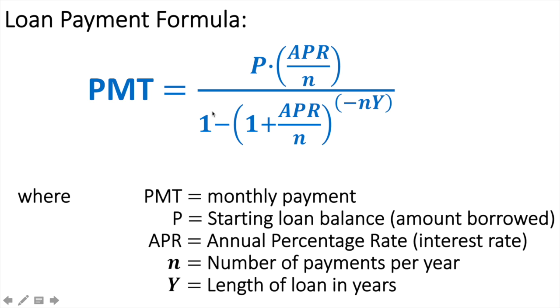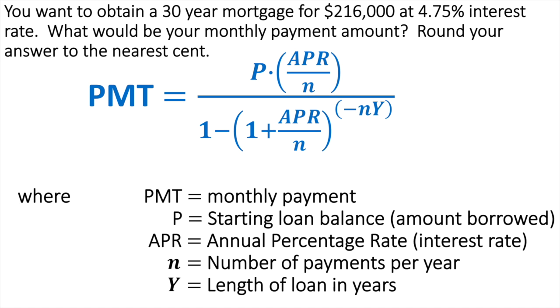All right, so now let's bring in the actual scenario, and we'll go through what each one of these means as we do it. So here's our scenario. We want to obtain a 30-year fixed mortgage for $216,000 at 4.75% interest rate. We want to find out what our monthly payment would be, our principal and interest. PMT is our payment. That's what we're solving for. So what we're going to have to do is plug all this stuff on the right-hand side of this equal sign into our calculator, and it'll spit out an answer for us.